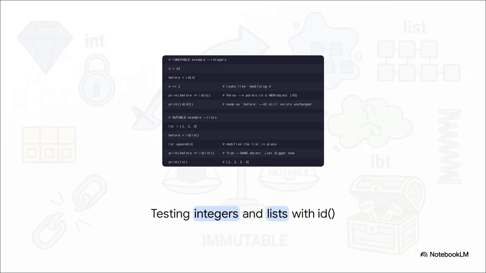All right, Section 3, immutable versus mutable examples. Theory is great, but let's put our primary suspects in a lineup. First, let's test an immutable integer, say n equals 42. We save its id, add 1, and while it looks like we modified n, comparing the ids prints False. n is now pointing to a totally new object, 43. That original 42 is still sitting there, totally untouched in memory. On the flip side, let's test a mutable list. Save the id, append the number 4, and when we compare those ids, True. It's the exact same memory address. The list just grew right where it was.